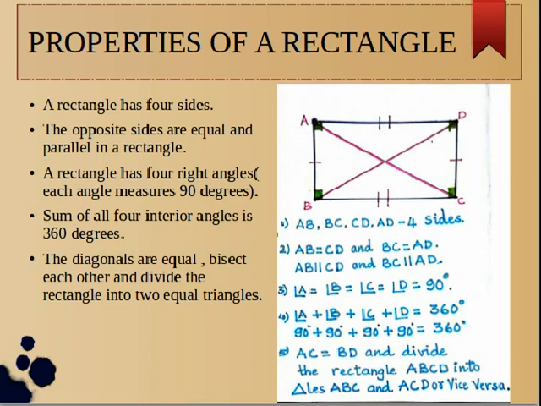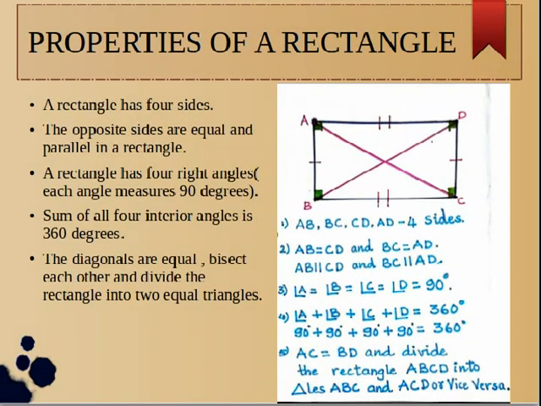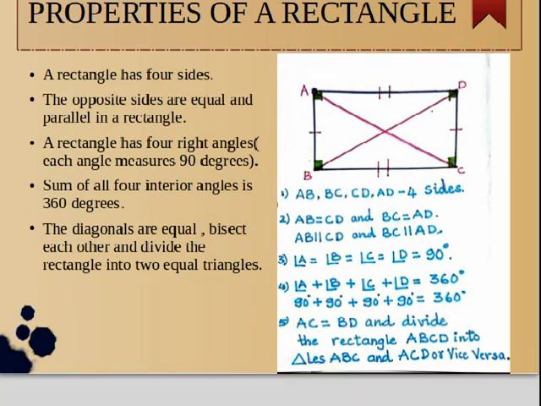You can see on the screen here, a rectangle has four sides. The opposite sides are equal and parallel in a rectangle. A rectangle has four right angles, that is each angle measuring 90 degrees. The sum of all the four interior angles is equal to 360 degrees, and the diagonals are equal. They bisect each other and divide the given rectangle into two equal triangles.